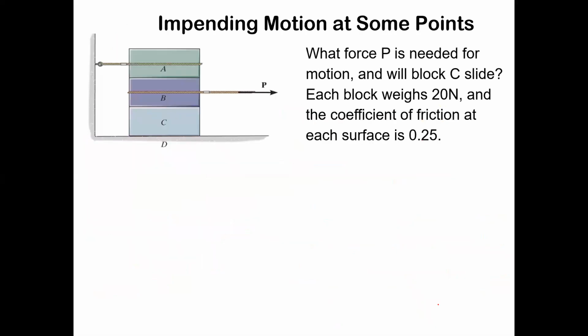And then you have the situation where you have impending motion at some points. And that's where you have situations where, what force is needed for motion, and will block C slide? There's a few scenarios you have to kind of think about, right? Either block C is going to slide with block B, or it's going to remain stationary. Block B is going to slide out between those two, right? Block A is anchored, but block C is just kind of floating. So it's kind of annoying, but you got to consider alternate scenarios. Figure out based on mathematics which one is going to happen.